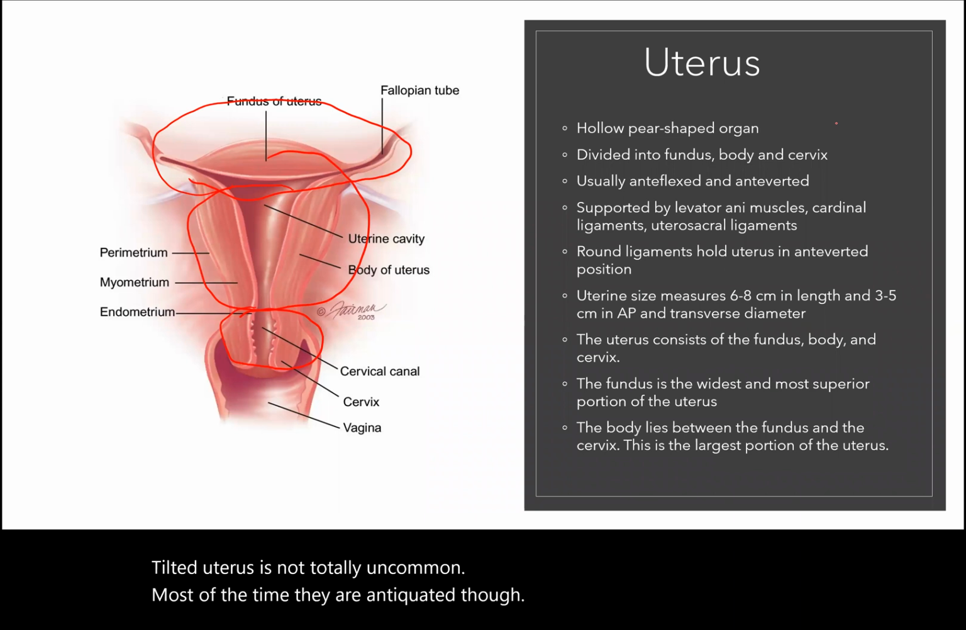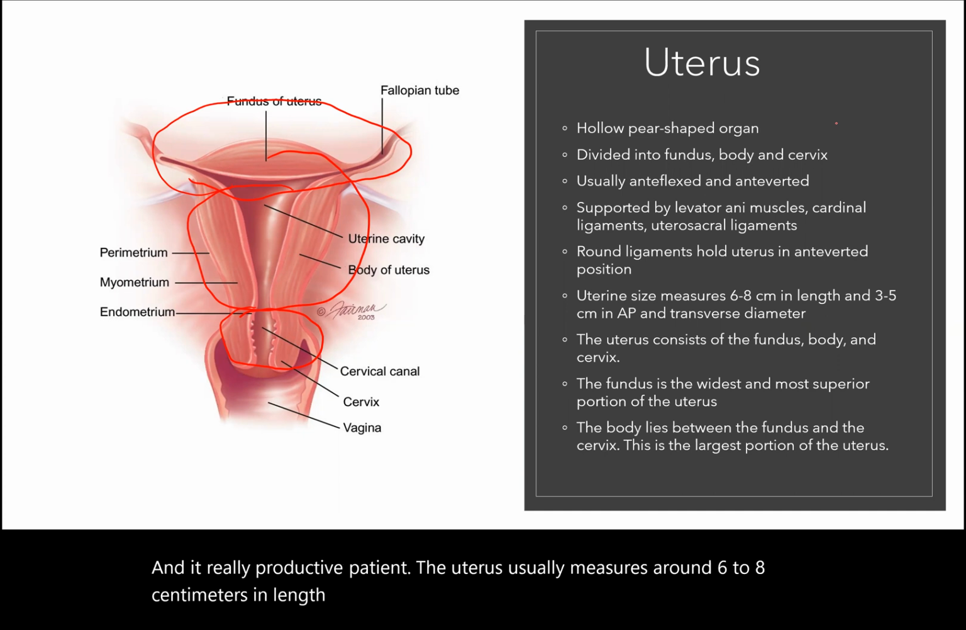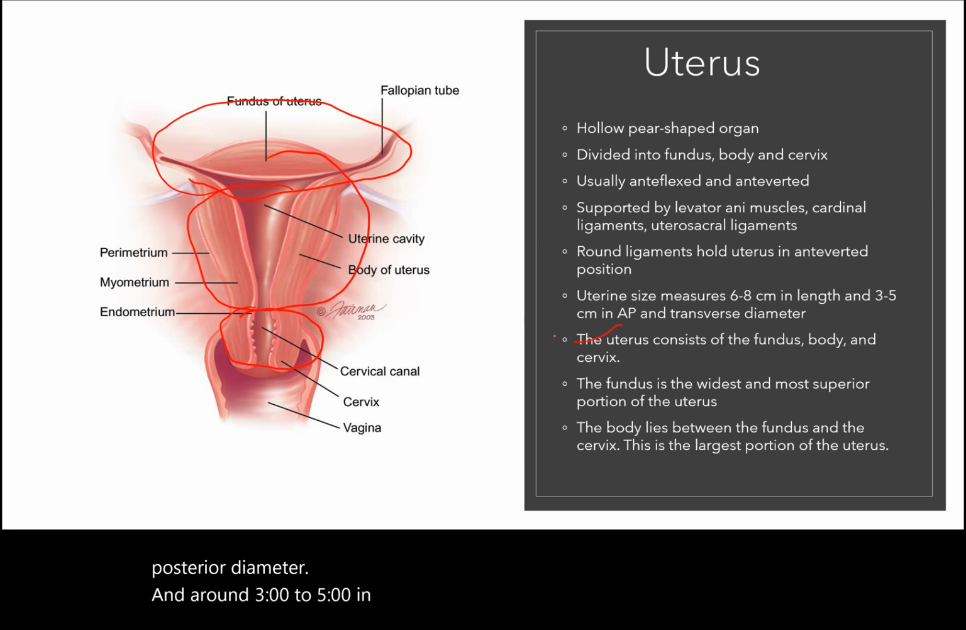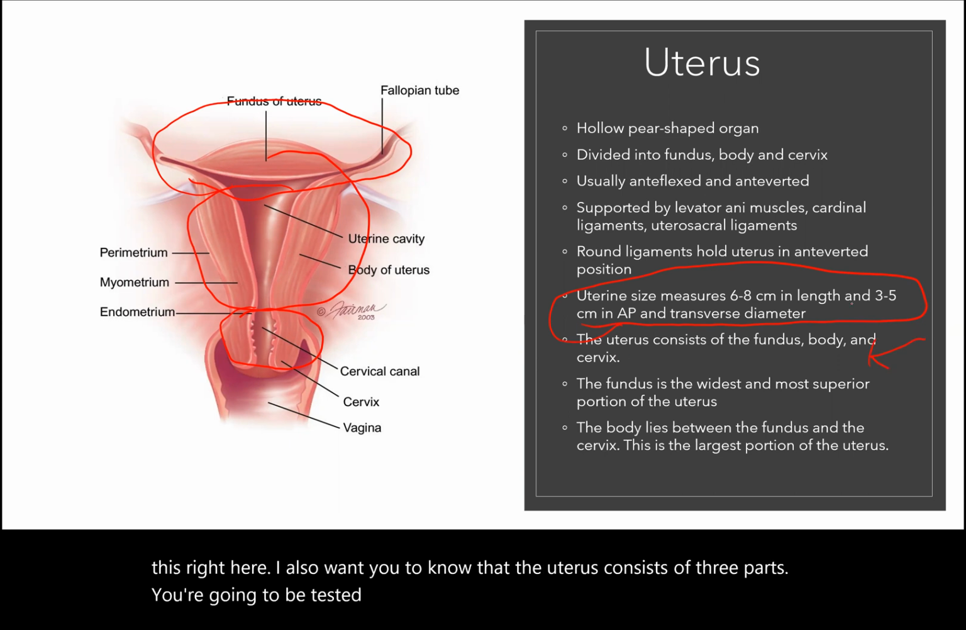In a reproductive patient, the uterus usually measures around 6 to 8 centimeters in length, 3 to 5 centimeters in AP diameter, which is anterior to posterior diameter, and around 3 to 5 in transverse diameter. So I really want you to know this right here. I also want you to know that the uterus consists of 3 parts. You're going to be tested on that: the fundus, which is the upper portion, the body, and the cervix.